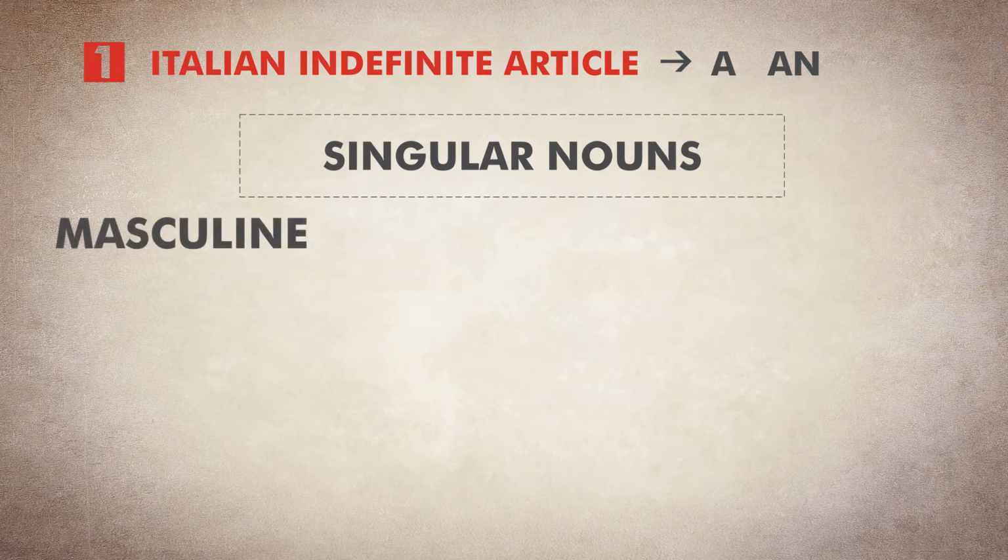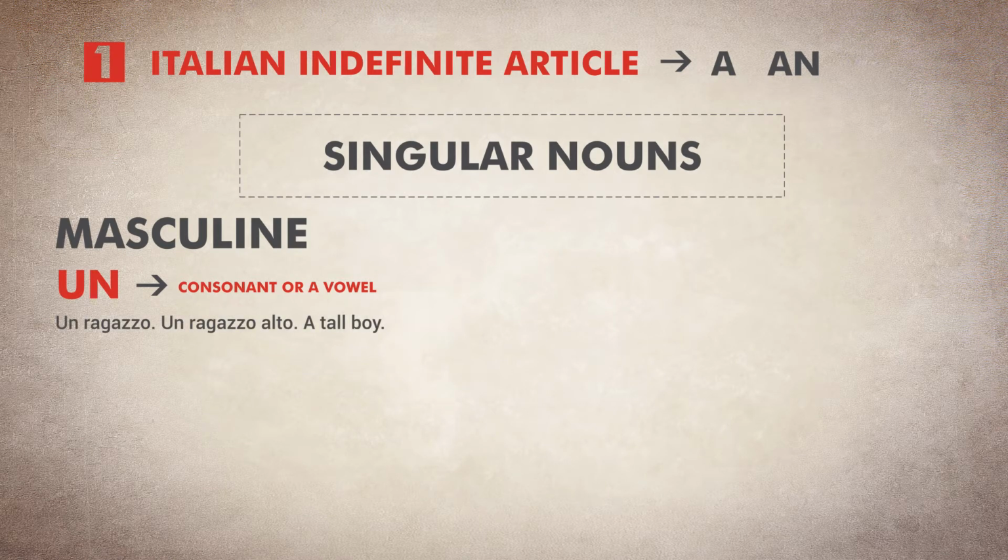For the masculine nouns, indefinite articles are: rule number 1. Un, if a noun begins with a consonant or a vowel. Per esempio, un ragazzo. Un ragazzo alto, a tall boy. Un tavolo, a table. Un amico, a friend.